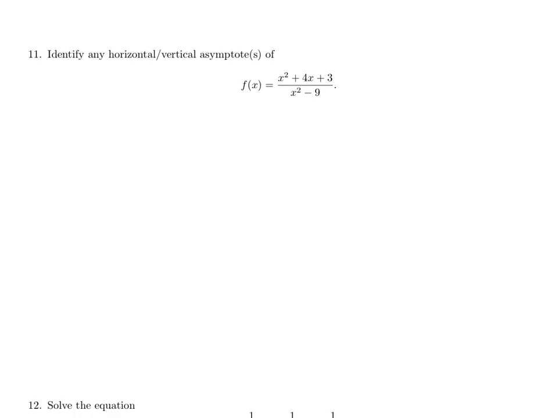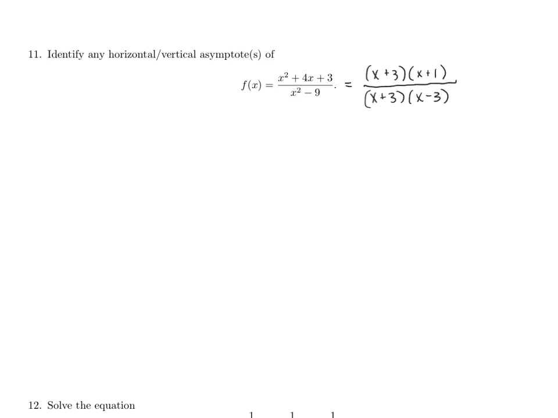Number 11, identify any horizontal or vertical asymptotes of the function. Okay, so first of all, it doesn't tell you that you need to identify any holes or points of discontinuity, but you should do that. And so what you want to do first is see if you can factor this out and simplify it, which you can. So the numerator would factor into x plus 3, x plus 1, and the denominator would factor into x plus 3, x minus 3.